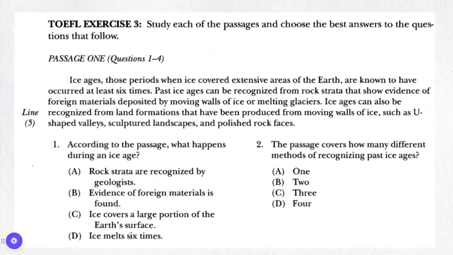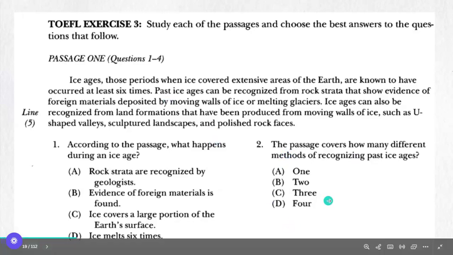Let's look at the question. It says, according to the passage, what happens during an ice age? Yes, this is my key phrase, during an ice age. Number two, the passage covers how many different methods of recognizing past ages. So read it quickly and then we'll check the answers.